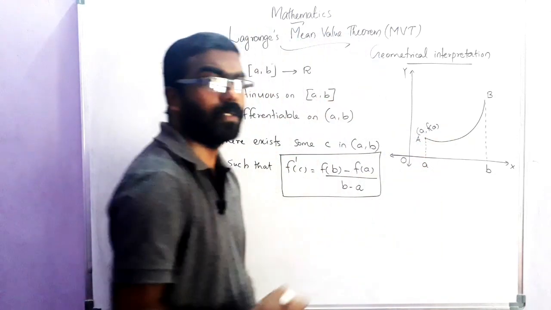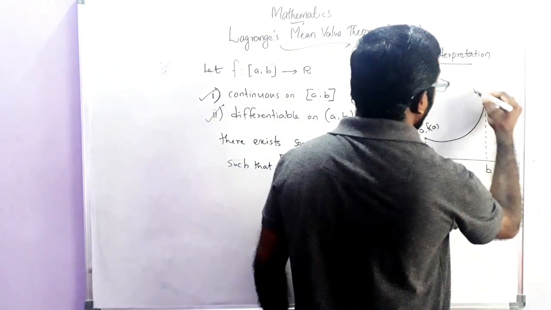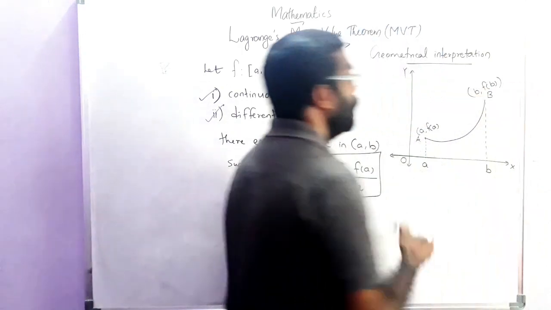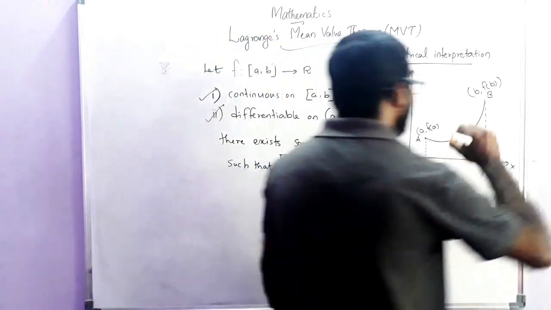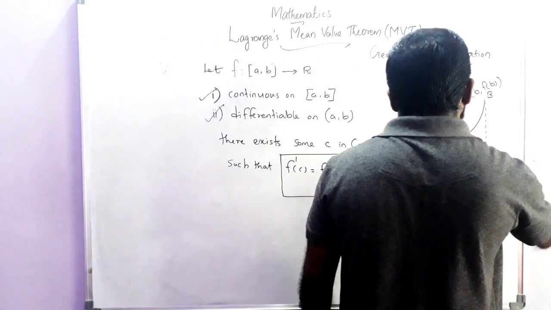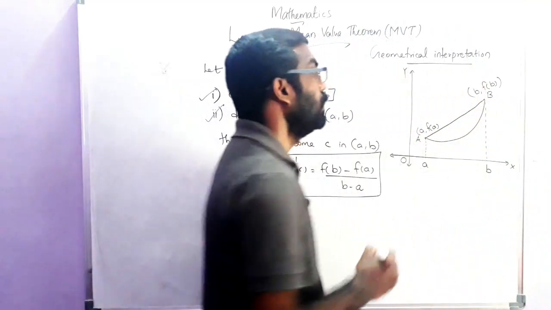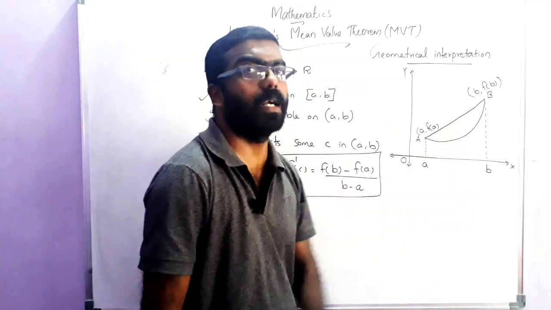Understood? And here small b comma the image is f of b. So the point will be b comma f of b. Now we can join a and b to get a chord. So here AB is the chord to the curve.